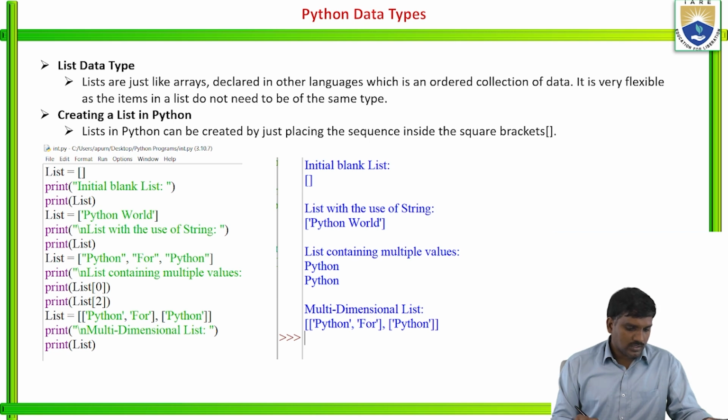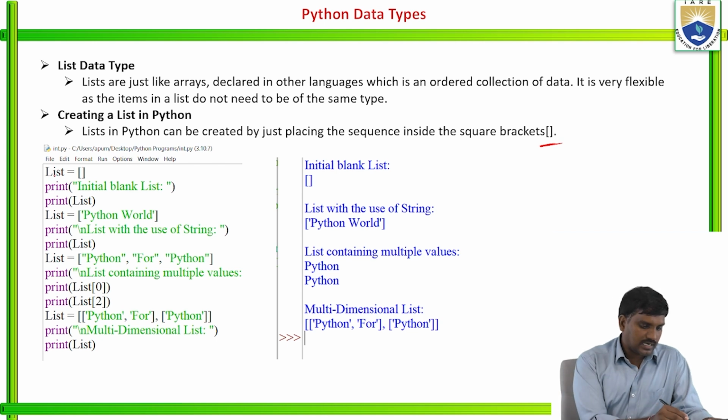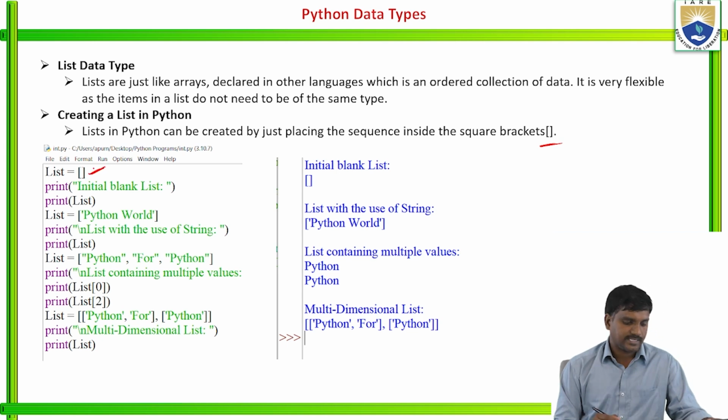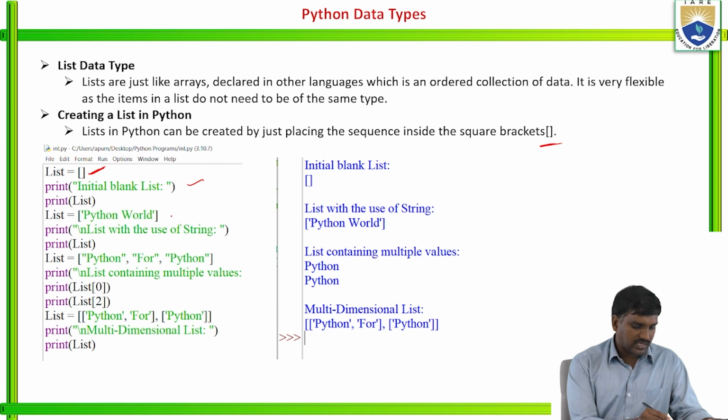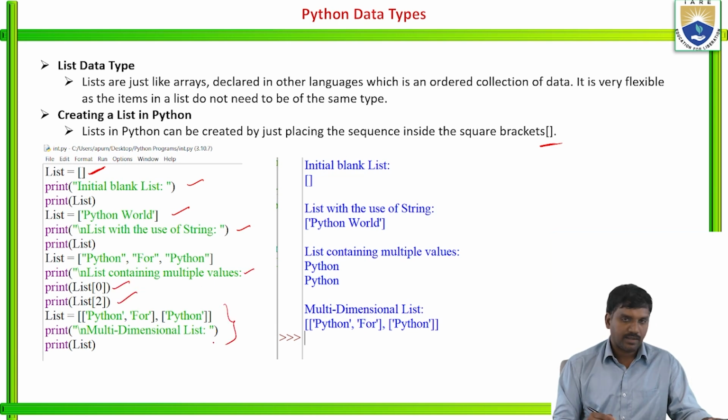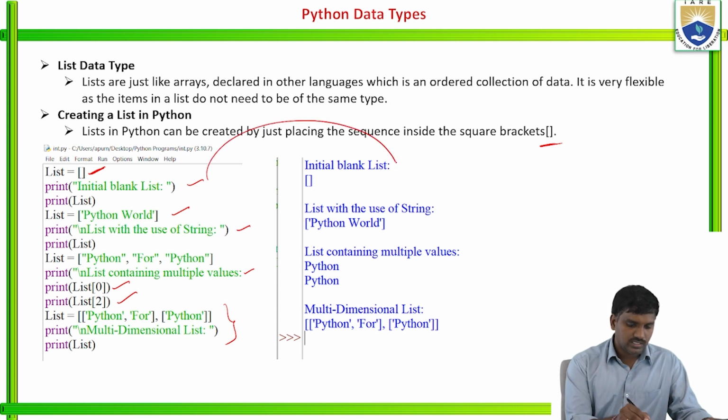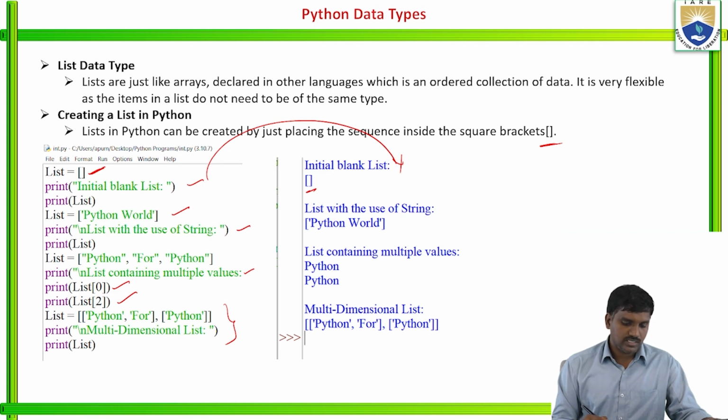To create a list in Python, we place the sequence inside square brackets. Here we have an initial blank list, then a Python world list with the use of strings, then a list containing multiple values, and a multi-dimensional list. After executing the program, the initial blank list is represented by square brackets. The list with the use of strings gives the same Python world. Then the list with multiple values, and the multi-dimensional list.